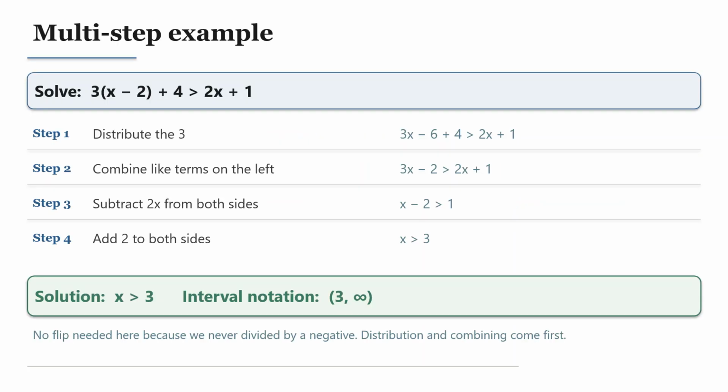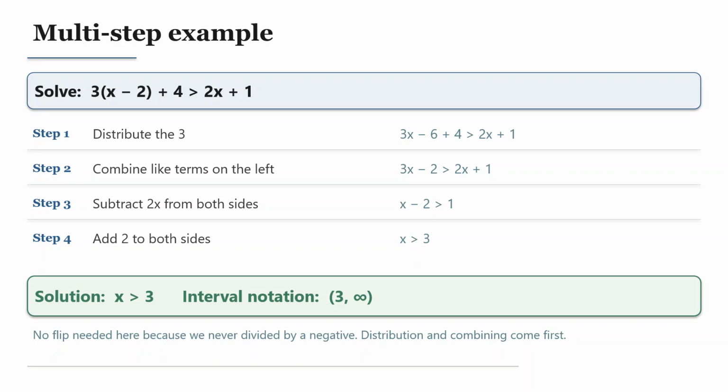Hit all 10 and you are ready for absolute value inequalities. Let us tackle a problem that requires more setup before you can isolate x. The problem is, solve 3 times the quantity x minus 2 plus 4 is greater than 2x plus 1. Step 1. Distribute the 3 into the parentheses. 3 times x is 3x. 3 times negative 2 is negative 6. So the left side becomes 3x minus 6 plus 4 is greater than 2x plus 1.